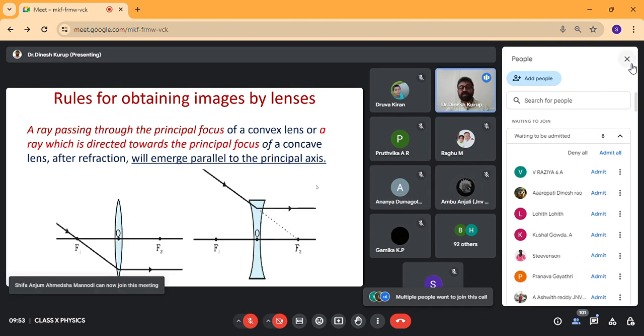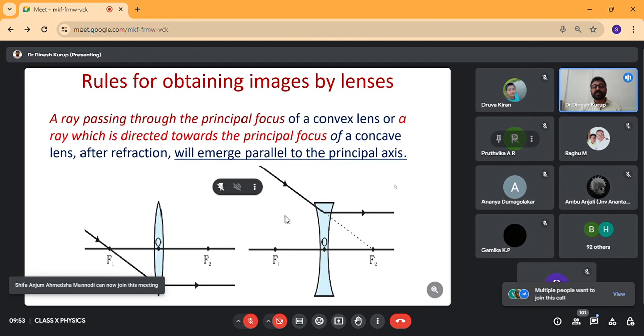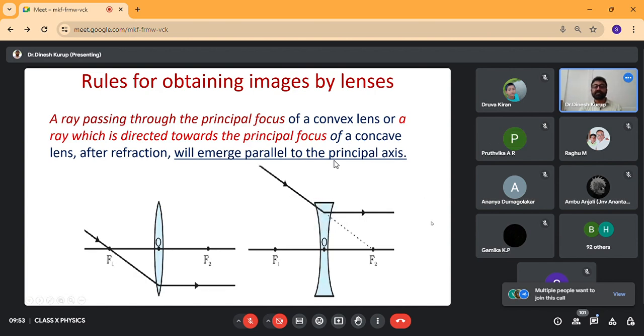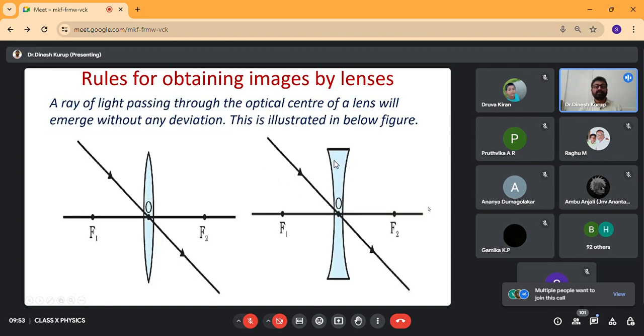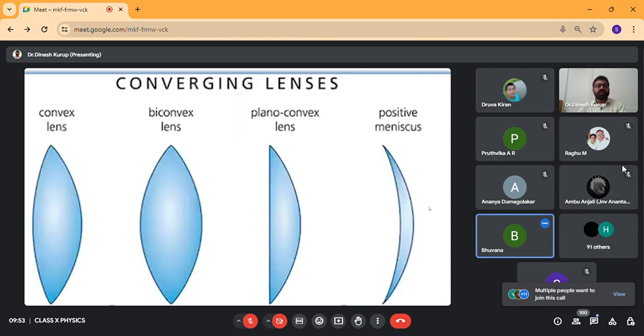Fine. The next rule: if it is passing through the focus, it will become parallel to the principal axis. And in the case of a concave lens, if it is directed towards the focal point, it becomes parallel to the principal axis. Okay, so this is the third rule, that is through the optic center. Through the optic center, it will pass without any deviation. So these are the converging lenses.